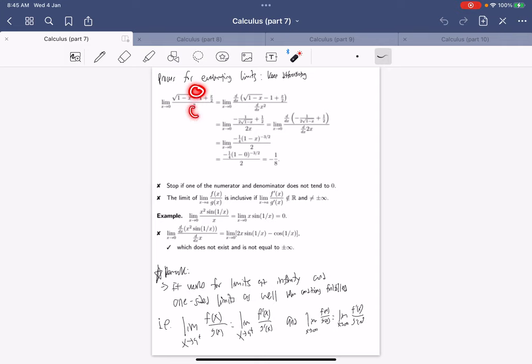So here is 0, here is 0. You just differentiate the top and bottom and evaluate. And if it's still 0, you continue differentiating until either the numerator or the denominator is not tending to 0. And it's inconclusive if the limit does not exist or does not equal plus or minus infinity at any point of time. For example, this function, you can take the differentiation above and below.